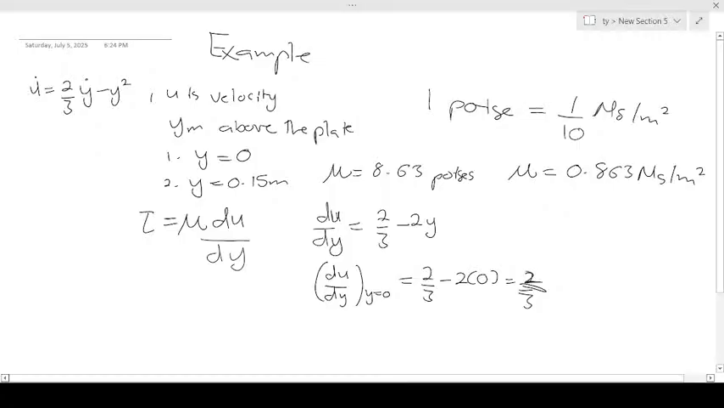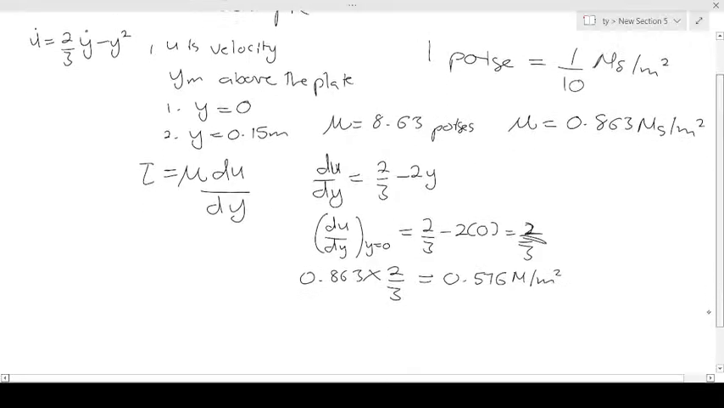So this is 2 over 3, but then we are not done. The formula is mu times du dy. So that means now we have to multiply 0.863 by 2 over 3. And that should be giving you 0.576 Newton per meter squared. So you realize that this is in Newton per meter squared, so it's like pressure. So that is for the first part of the question.